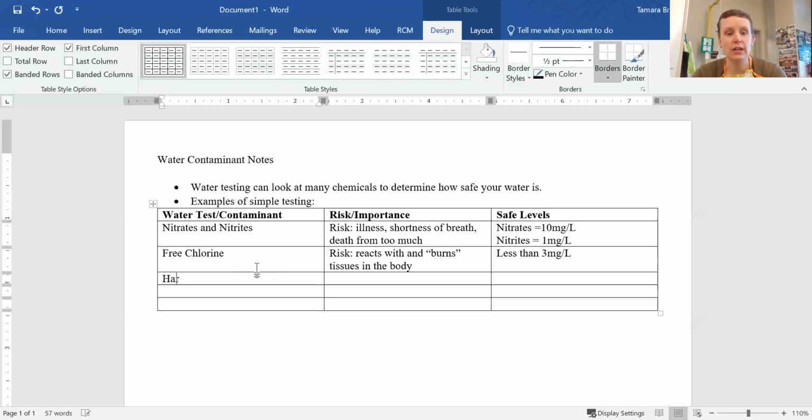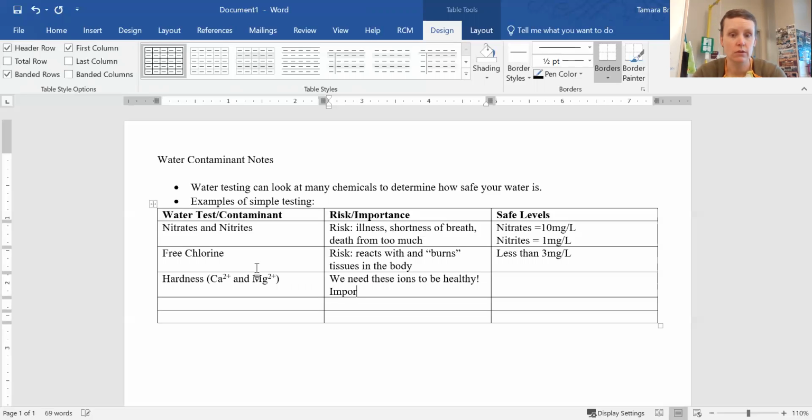All right, next, hardness. Hardness is one way to say calcium ions, which are Ca2+, and magnesium ions, which are Mg2+. Okay, so calcium and magnesium in our water. We need these ions to be healthy.